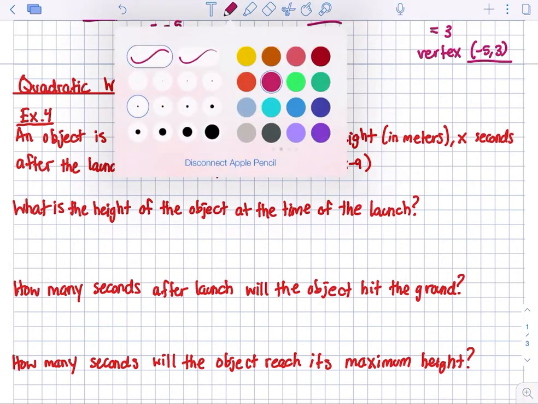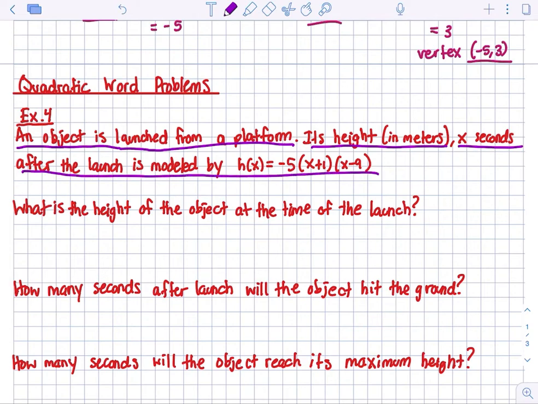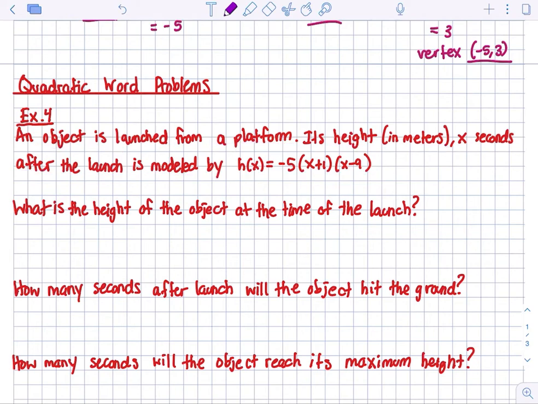An object is launched from a platform, okay? Its height in meters, x seconds after the launch, is modeled by that equation, okay? So now they tell us we have to use this information in order to answer these problems. So let's look at the first one. What is the height of the object at the time of the launch?